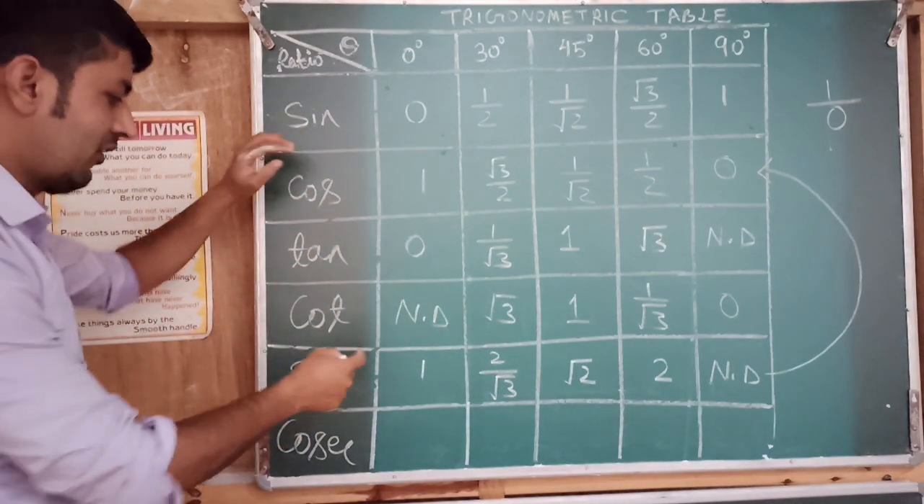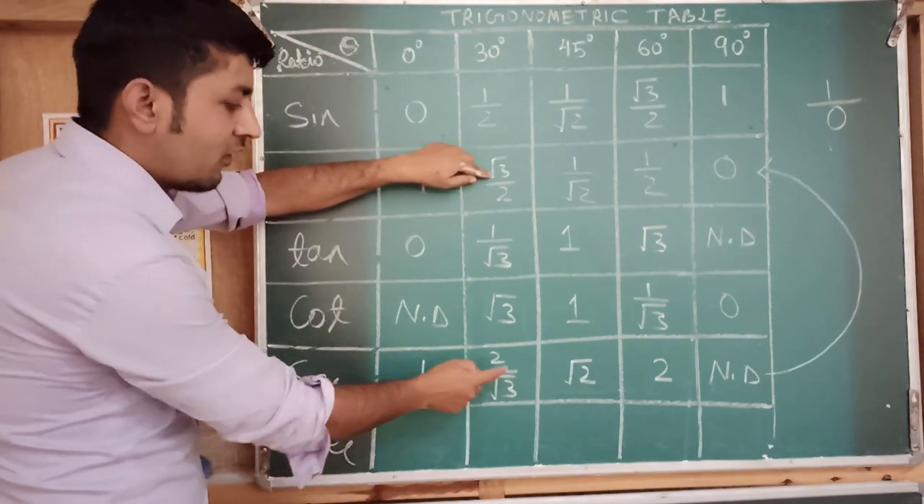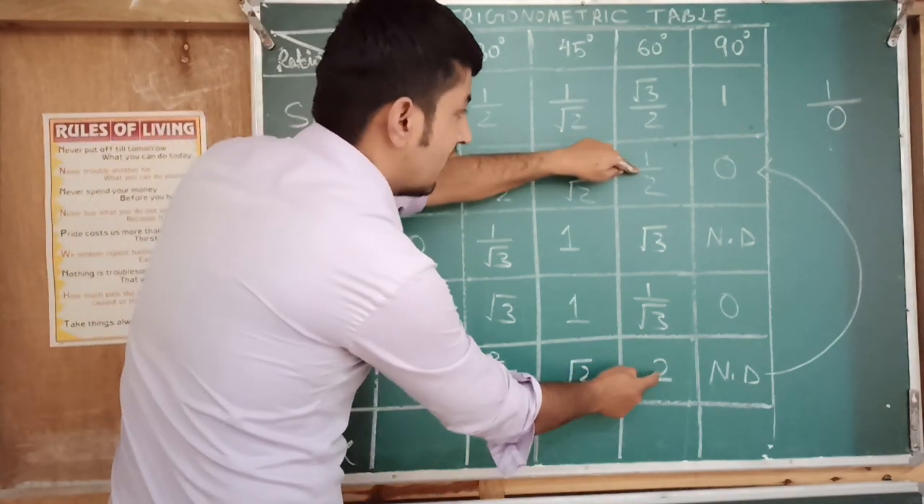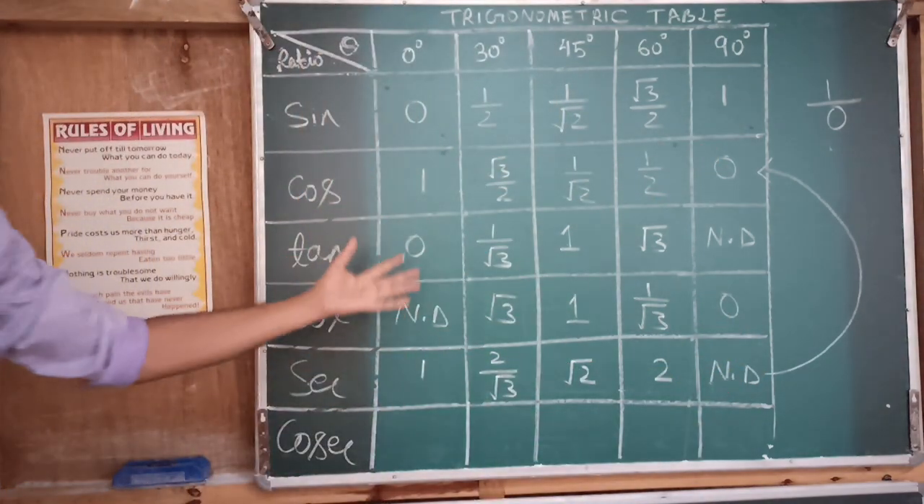One more time, let me revise. Sec theta, how you will be finding? 1 by 1 is 1. Take the reciprocal of this, you got this. Take the reciprocal of this, you got this. Take the reciprocal of this, you got this. Take the reciprocal of this, you got this. I hope so, it is okay for you.